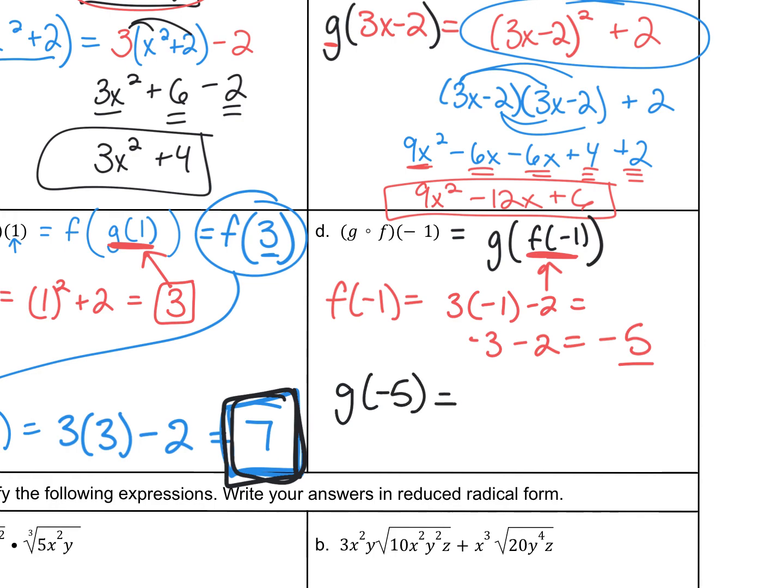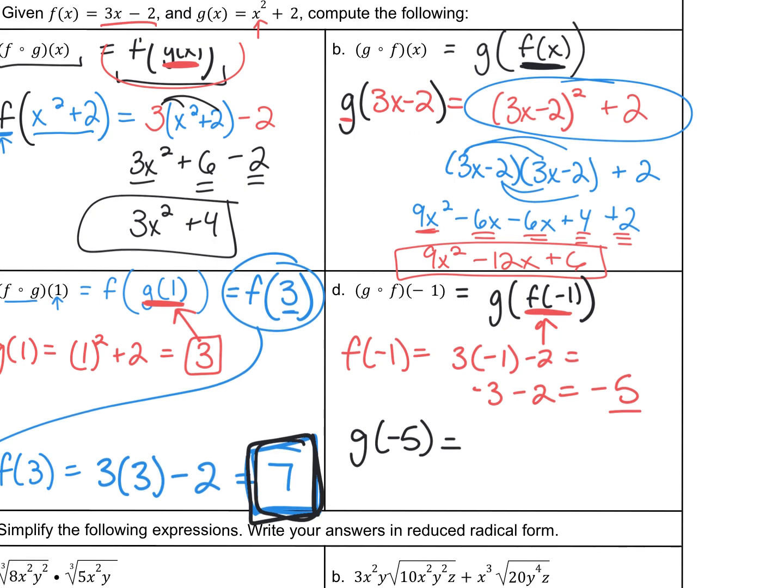Perfect. That's easy. Okay, go up to g. It's x squared plus 2. So -5 squared plus 2. What is -5 squared? 25, plus 2 is 27.